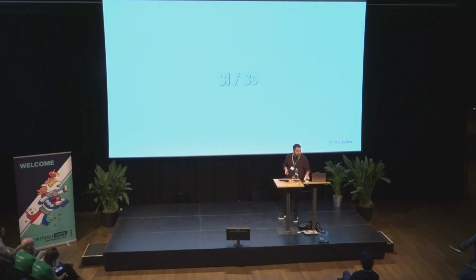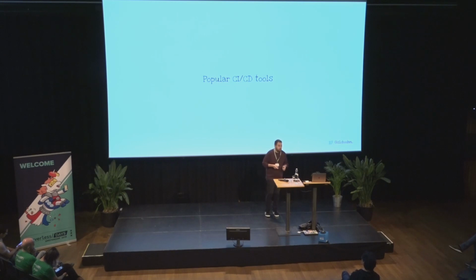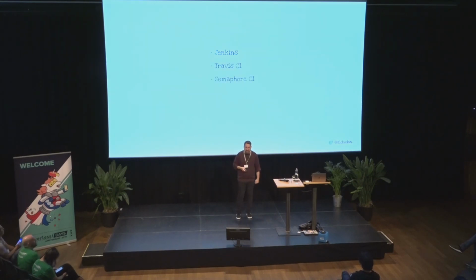So let's talk about CI and CD. And I will not go into details of what CI and CD are. It's not in the scope of this talk, but that thing works as it worked before in any other application. So basically, you can use your favorite continuous integration tools to test, build and deploy your application. So, for example, you can use Jenkins. I know some people love Jenkins. Travis, Semaphore, AWS CodePipeline, or whatever you want, and it will work with all of them.